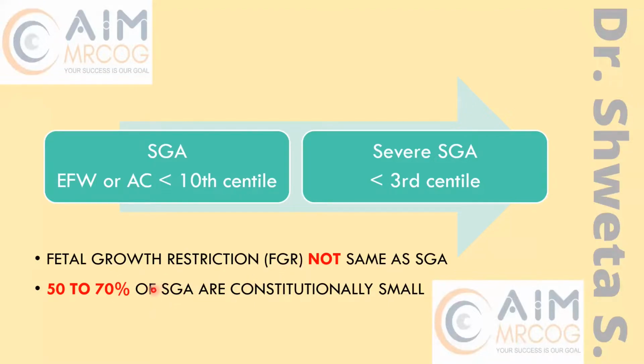understand. 50 to 70% of the SGA are constitutionally small. Sometimes even in question they have asked you this, how much of the SGA is constitutionally small. So if you see more than 50%, almost 70%, which is quite high, they are constitutionally small. That means that is not significant. They don't need excessive monitoring. The outcome will be good because they are constitutionally small. That is not pathological. So we don't have to do much intervention in that case. This percentage is really important and you should remember it.